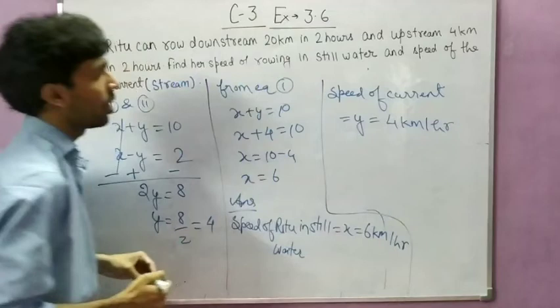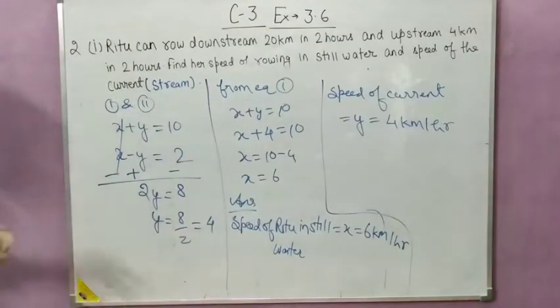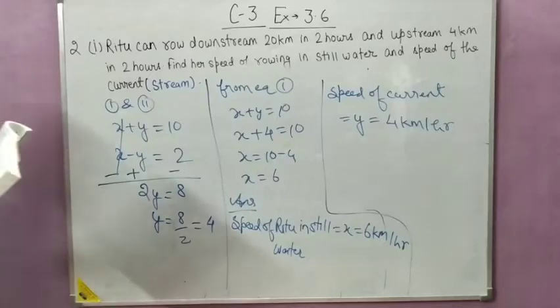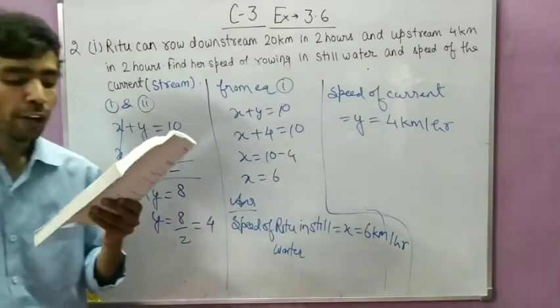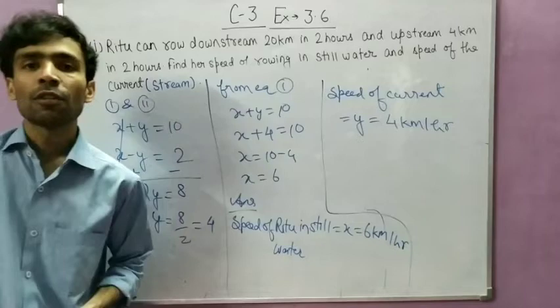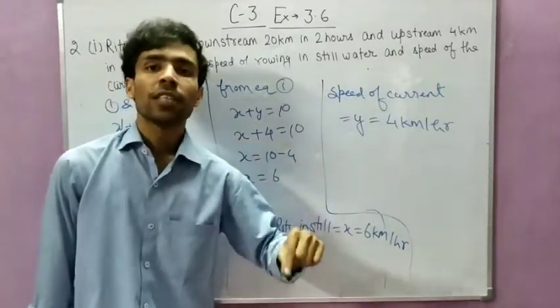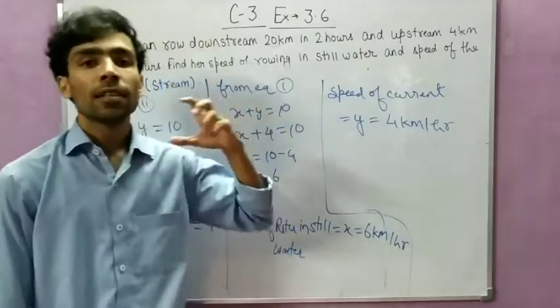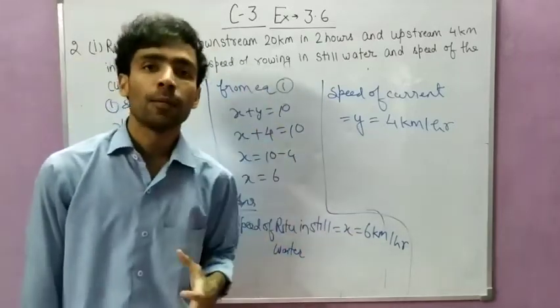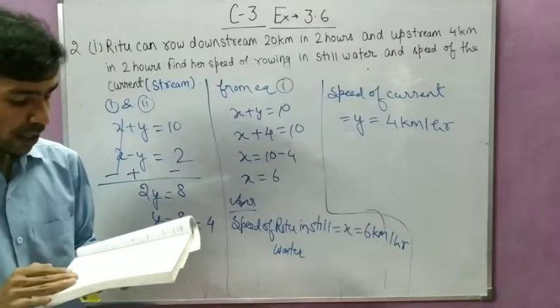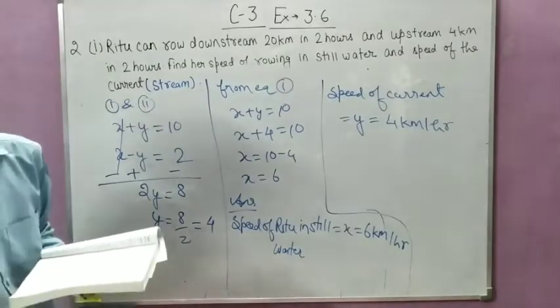So this is your answer. The question asks this much information: you have to calculate the speed of Ritu and the speed of current. In the upstream and downstream part, I told you whatever will be the speed of boat, that same speed will be the speed of whatever person is sitting in the boat. And speed of current is also known as speed of stream.